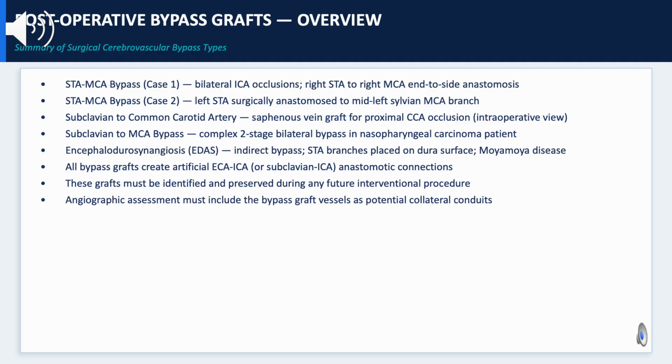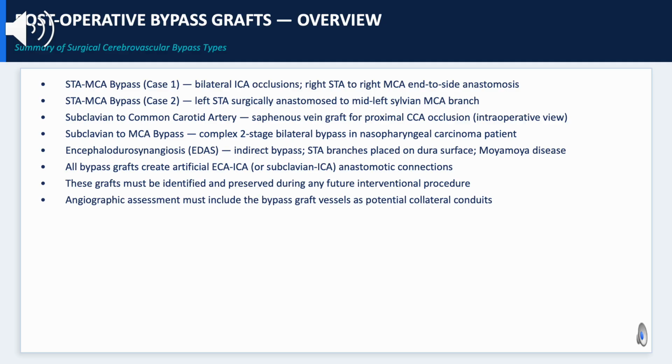All bypass grafts create artificial ECA ICA or subclavian ICA anastomotic connections. These grafts must be identified and preserved during future procedures, and bypass graft vessels must be included as potential collateral conduits in every angiographic assessment.